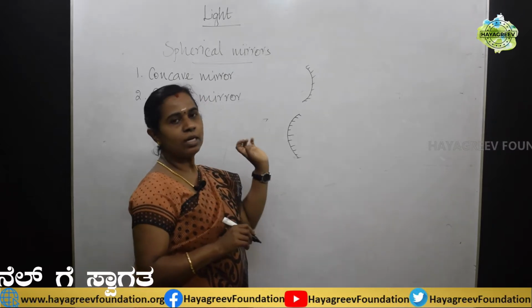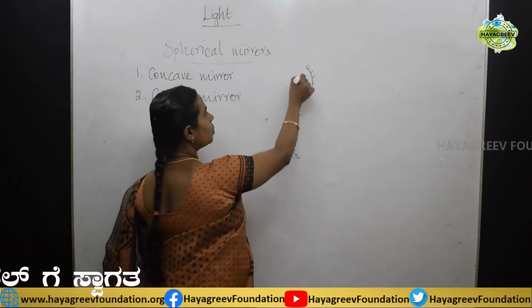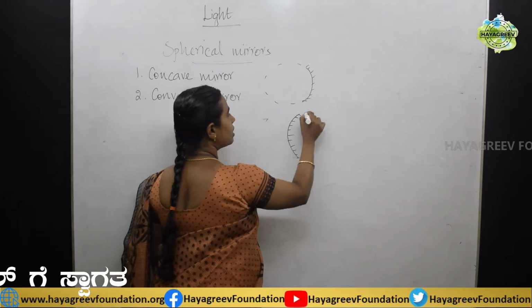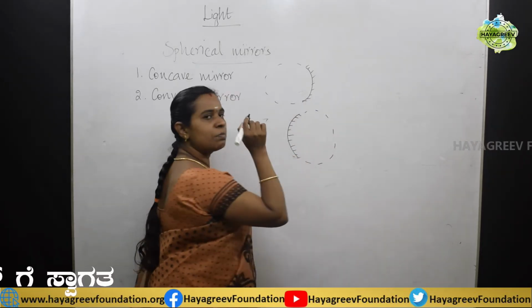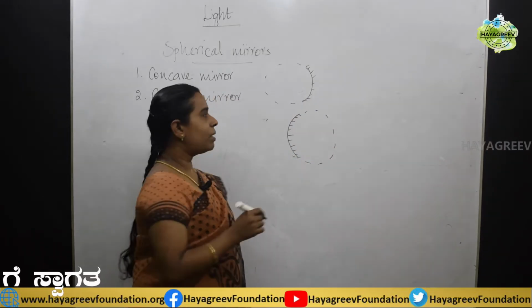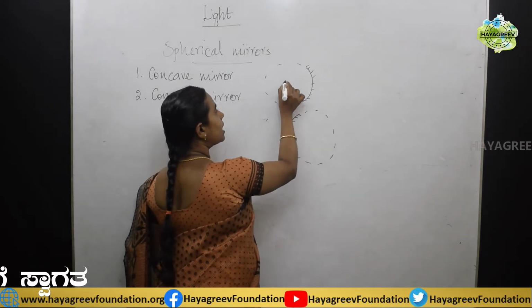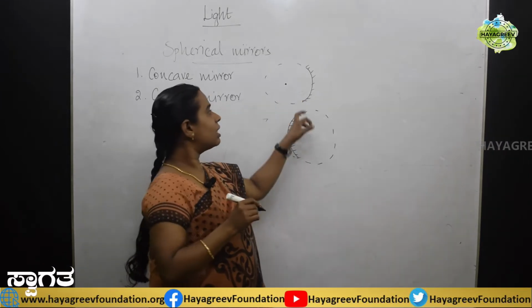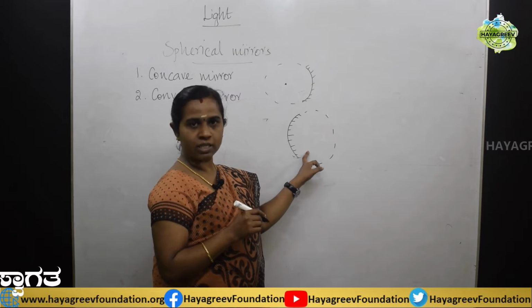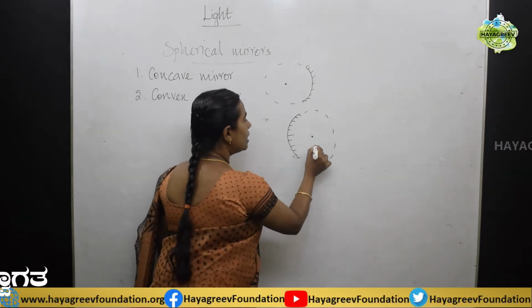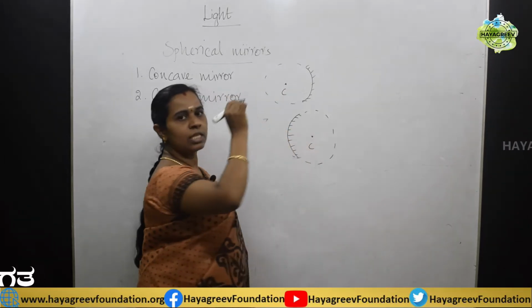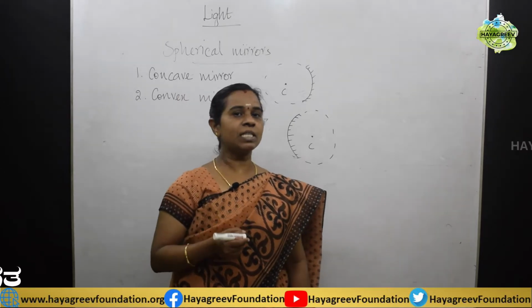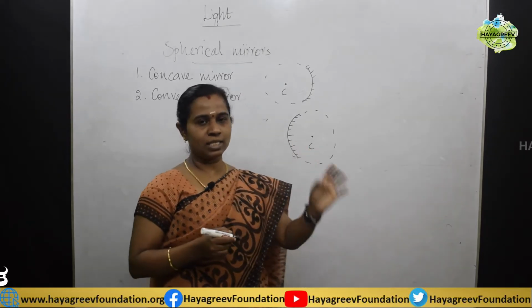So this is called a convex mirror, but both concave and convex mirrors are parts of spherical mirrors only. The center of the spherical mirror from which the concave or convex mirror is formed is called the center of curvature. The center of curvature is represented by the symbol capital C.